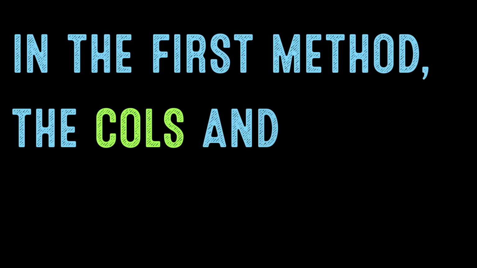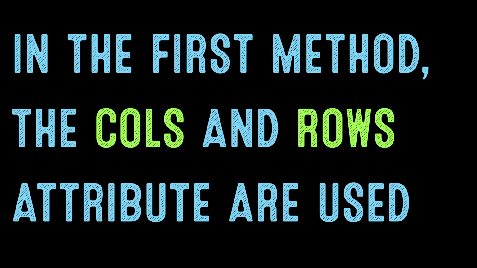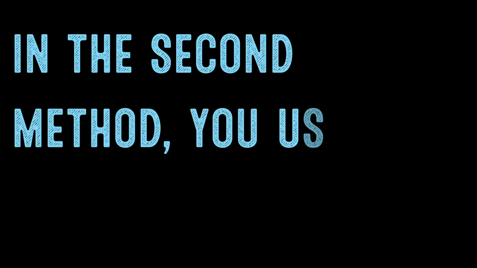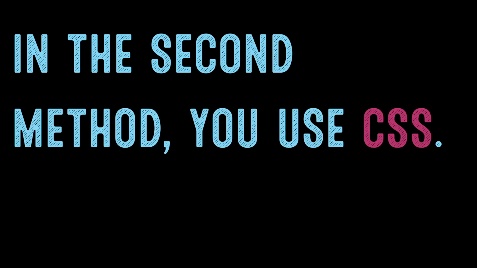What two methods can be used to control the size of a text block? In the first method, the cols and rows attributes are used to define the area of text when the browser first loads the element. In the second method, you use CSS, or cascading style sheets.